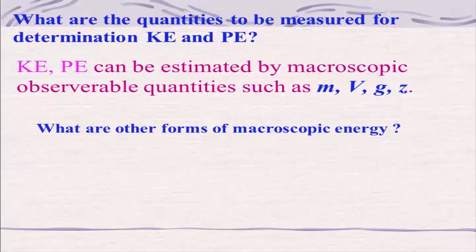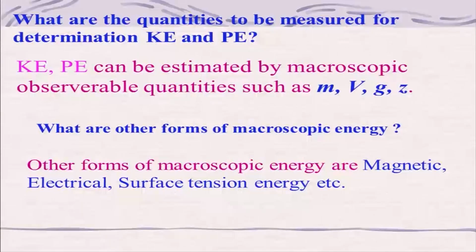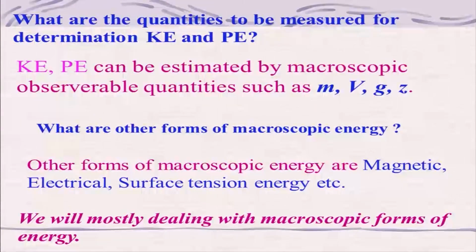So what are the other forms of macroscopic energy? Any idea? These are all very common, people will be knowing. But what are the others? I have already talked about it, like I told, electrical energy, magnetic, surface tension and several others; various other forms of macroscopic energy one can think of. We will be dealing mostly with the macroscopic forms of energy in thermodynamics, right?